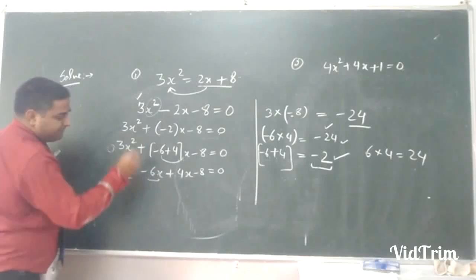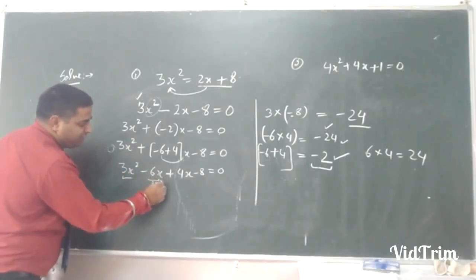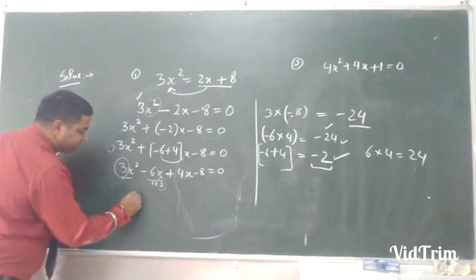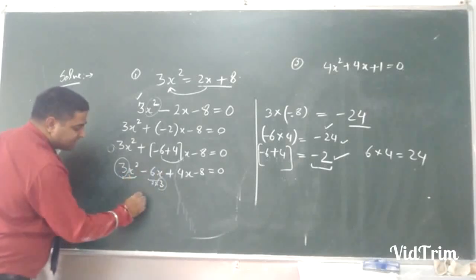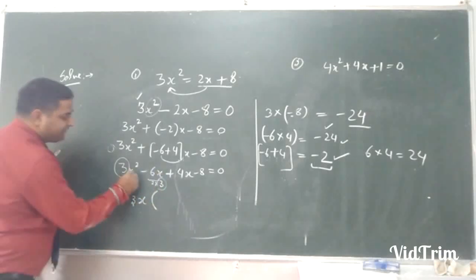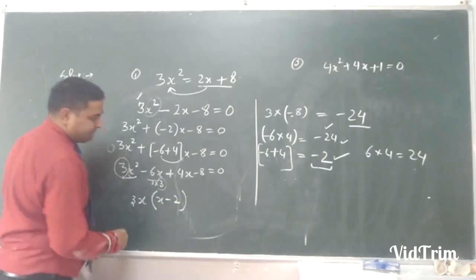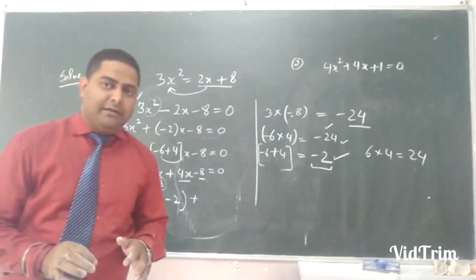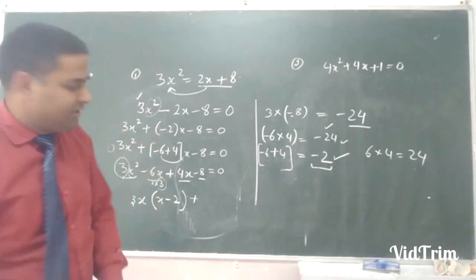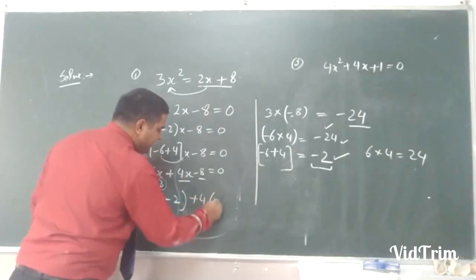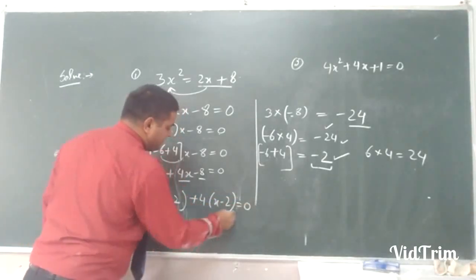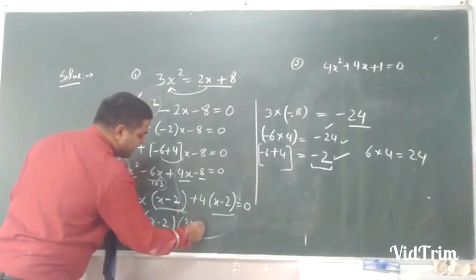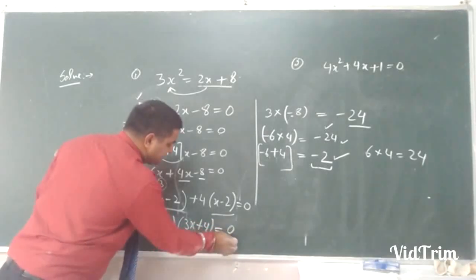Out of these two numbers, this 6 can be written as 2 into 3. Out of these two numbers, one 3 is common, other x square and x should be taken out. We left with x minus 2. Now out of these two, what is common? Out of 4 and 8, 4 is taken common. So when we take 4 out, we left with x minus 2 equals to 0. So out of these two, x minus 2 is out. We left with 3x plus 4 equals to 0.